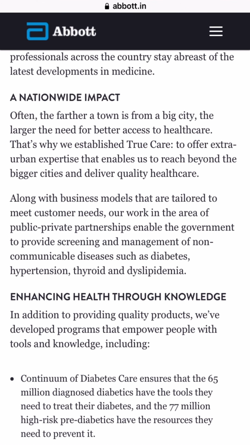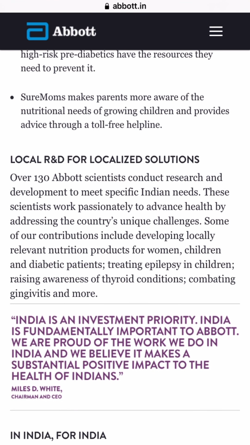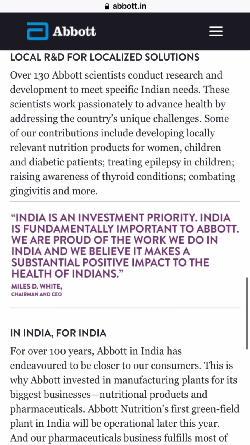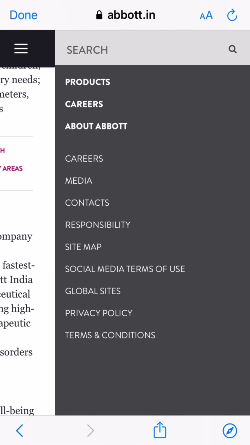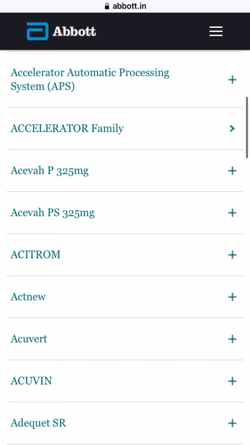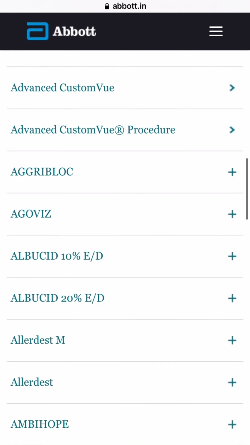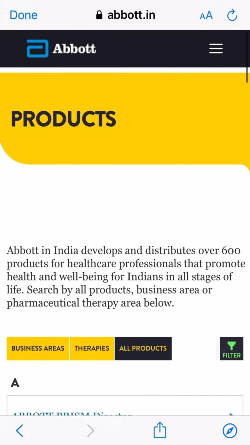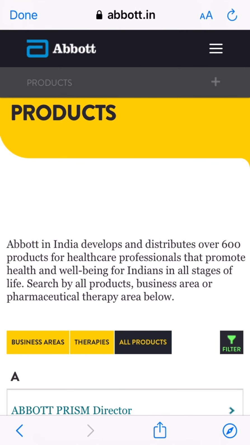Nationwide impact, COVID-19, enhancing health through knowledge, local R&D, local solutions, India is an investment priority. So a lot of things are written here by the company. You can go into the product list and read about the company's products. What kind of products is the company making? You can see the company is making a lot of brands, Cuvin, Adija, Govij. All these are different brands of the company. The company is making formulation products for patient safety and patient healthcare.